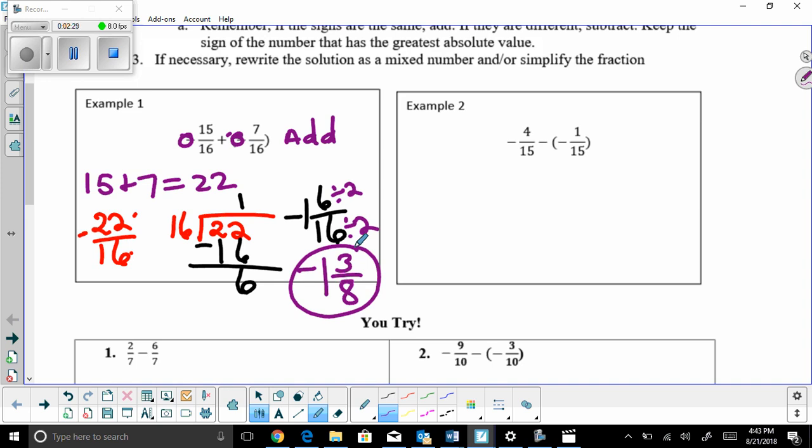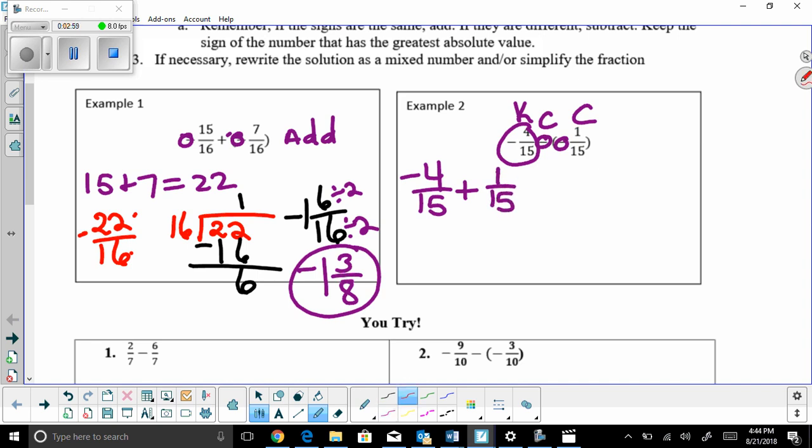This time I have negative 4/15 minus negative 1/15. This is a problem that I need to rewrite as addition. So subtracting integers means to add the opposite, or our phrase is keep, change, change. So I'm going to keep negative 4/15. I'm going to change this subtraction to addition. And because this is currently a negative 1/15, it becomes a positive 1/15.